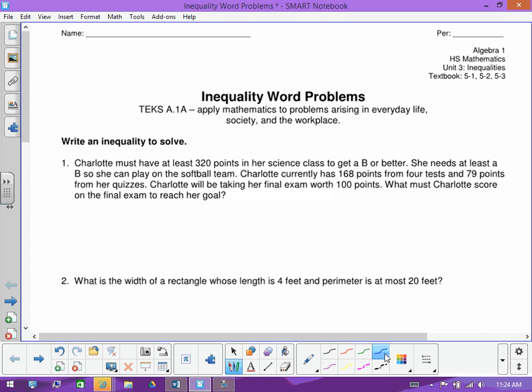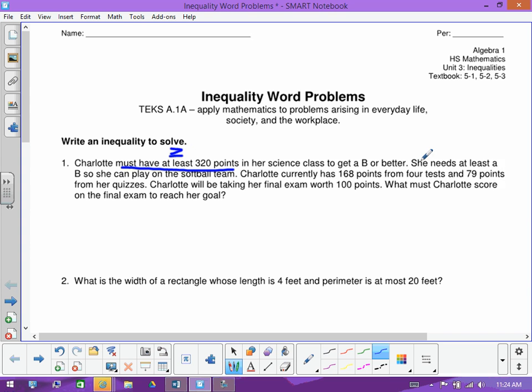This is one of our keys right here. She has to have at least 320. Can she have more than 320? Yes. So if you have the words "at least," we want greater than or equal to. So everybody write that.